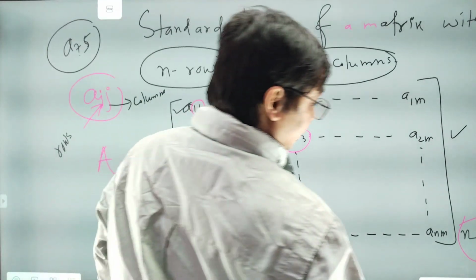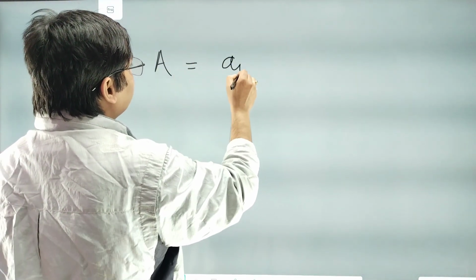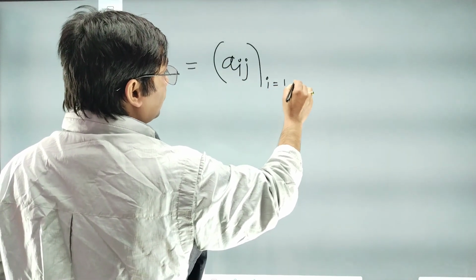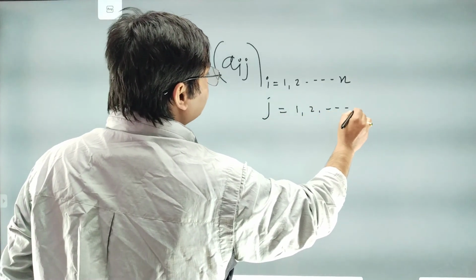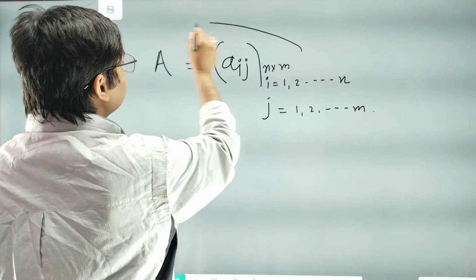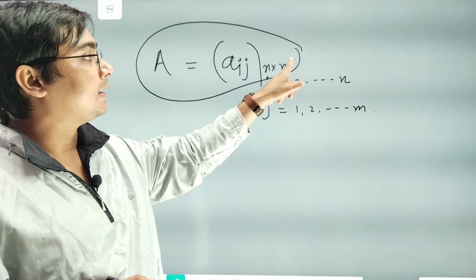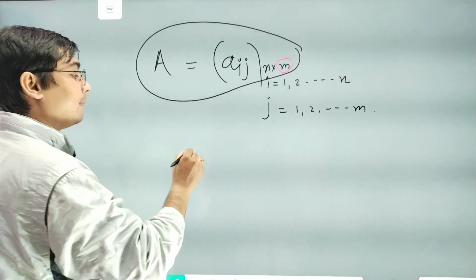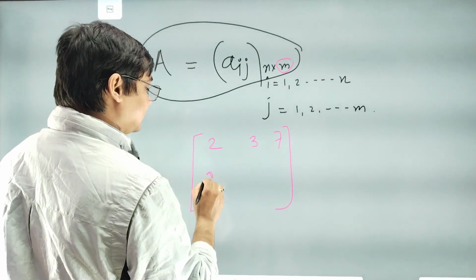And this matrix we can write this way also. This is A of ij, where i varies from 1 up to n, and j varies from 1 up to m. And you write it like this, n by m. So this is the matrix A, whose number of rows is n and number of columns is m. For example, if we consider a matrix with 2 rows and 3 columns, this will be a matrix.